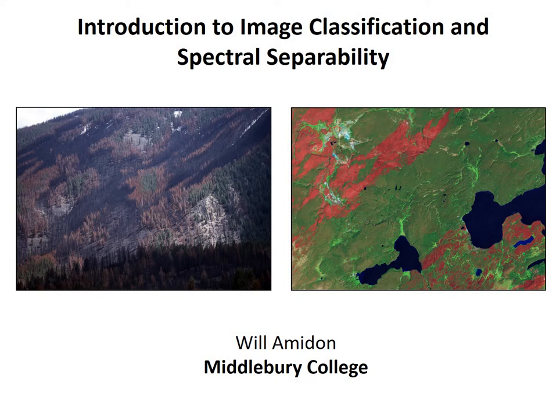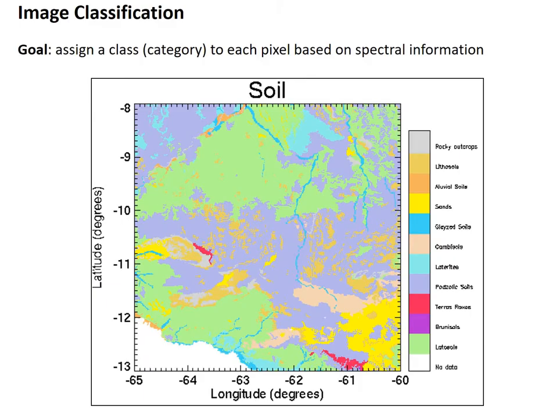Hey everybody, in this video we're going to talk about image classification and spectral separability. So what is image classification? Essentially our goal is to go from an image, a satellite image in this case, which is just a bunch of data. It's a bunch of numbers.